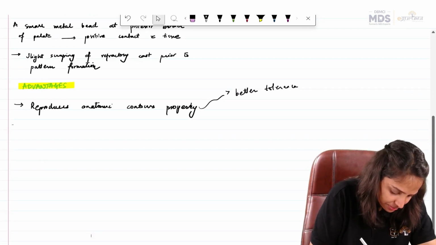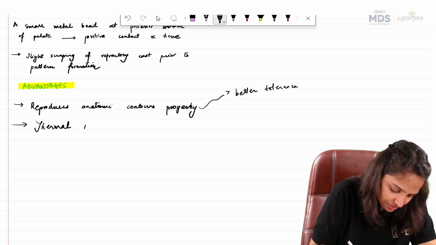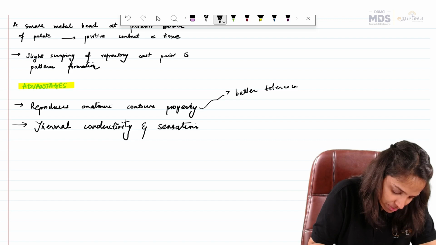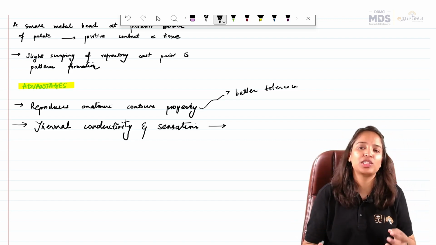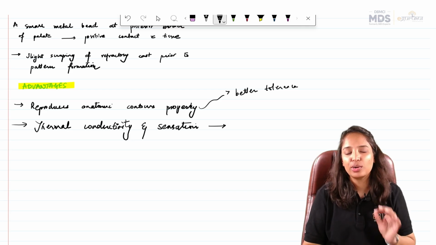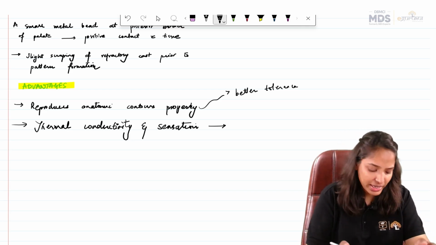Second is thermal conductivity. And sensation is there, which will give a positive feedback to the patient. Say you're having a hot tea or something like that. That sensation is transferred to tongue and the underlying tissues.